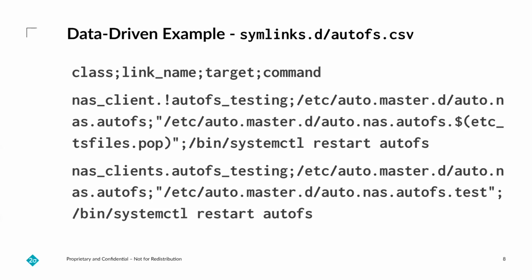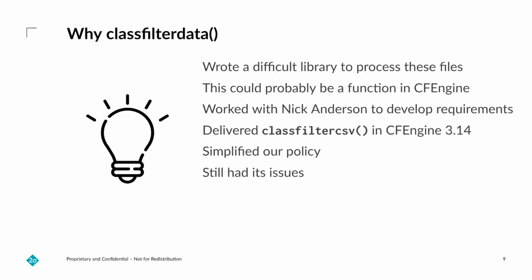But I think we've maybe even covered why class filter data, but y'all don't know the history of it. I broke my cardinal rule of not trying to use CFEngine's domain specific language as a general purpose programming language. I wrote a really ugly library. It's perfectly fine, it's pure CFEngine, but for people who aren't already really fluent in CFEngine, it's difficult to follow. There's basically 10 times more comments than code in this library. And I thought, hey, this could probably be a function in CFEngine.